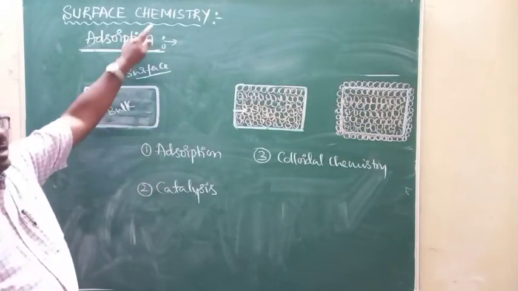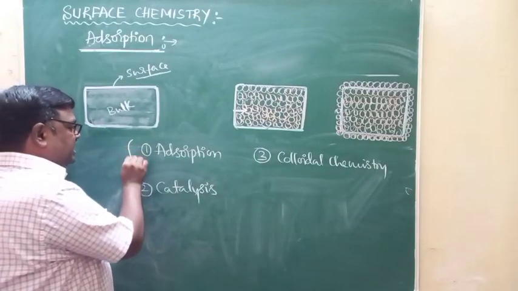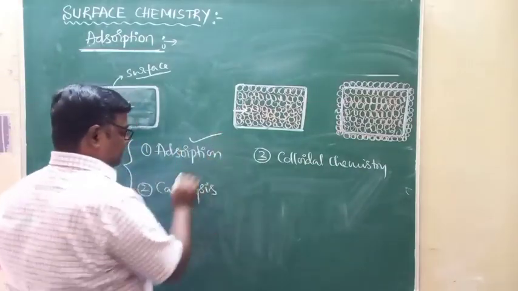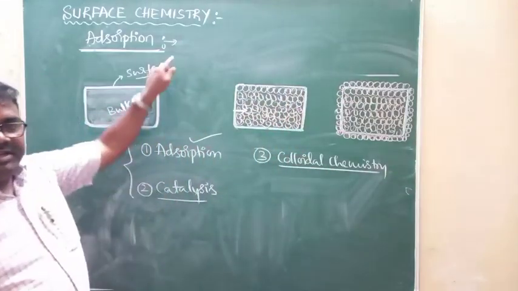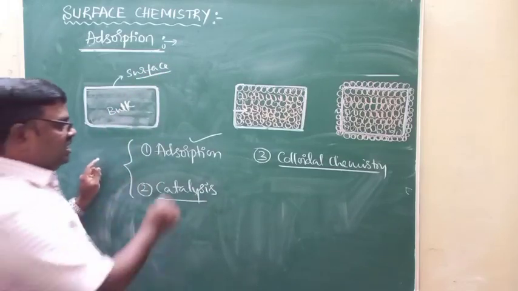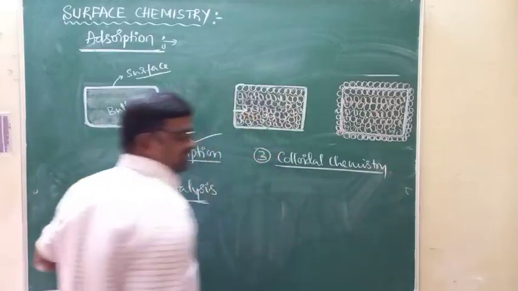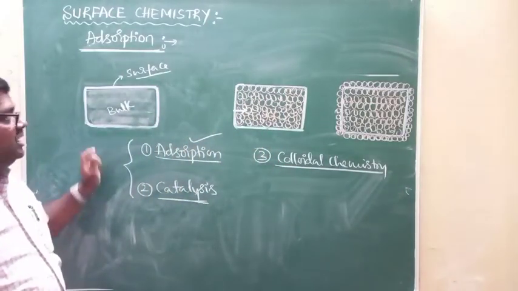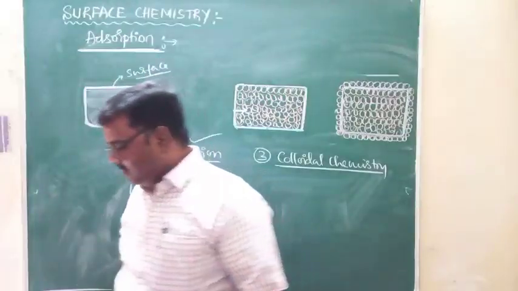As far as the chapter surface chemistry is concerned, we are going to study the detailed aspects of adsorption, catalysis and colloidal chemistry. In this particular chapter, we are going to study adsorption, catalysis and colloidal chemistry. Now, let me begin with adsorption.